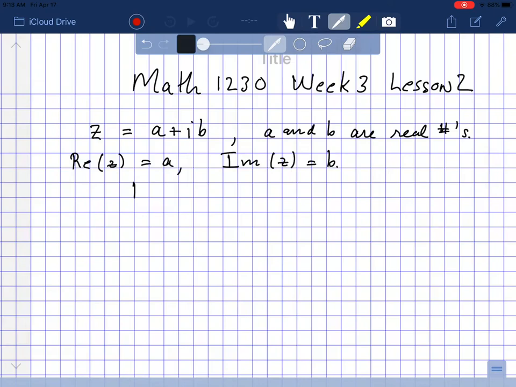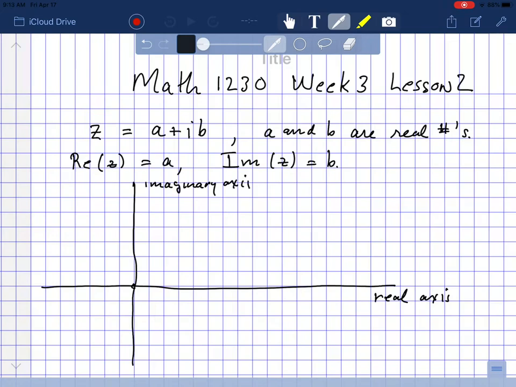So let's draw, in the Cartesian plane, a pair of axes perpendicular to one another, intersecting at the origin. Instead of calling this horizontal axis the x-axis, I'm going to call this the real axis. And my vertical axis over here, I'm going to call my imaginary axis. Okay? So now I'm looking at our complex number z, and I'm going to represent that complex number as a point in the plane.